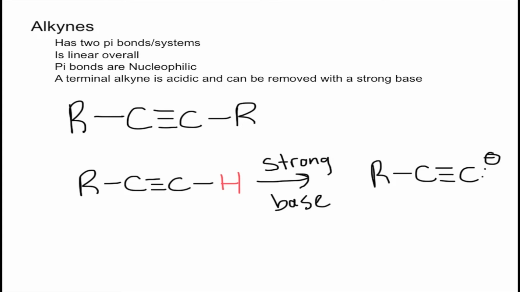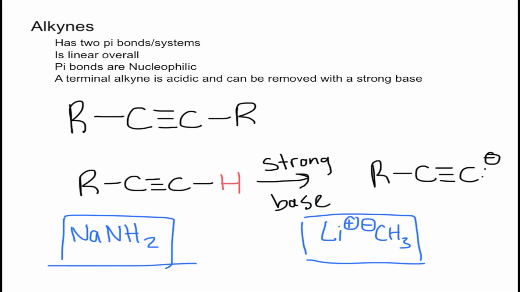There are two of them that we're going to be concerned with. Down here you have NH2 minus, and then over here you have an organolithium reagent. This one has a pKa of 36, and then this one has an even larger pKa of 50. Both of these will be strong enough to actually remove the terminal hydrogen on an alkyne.